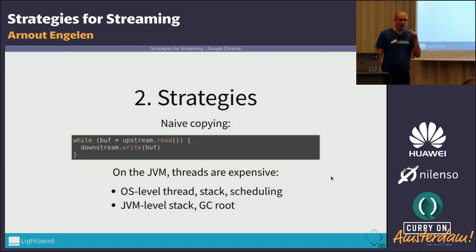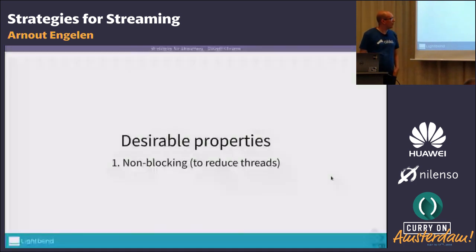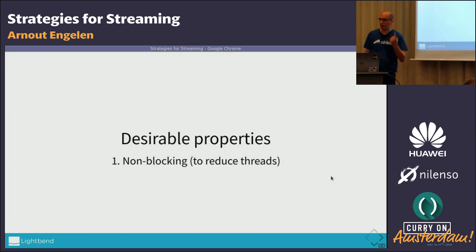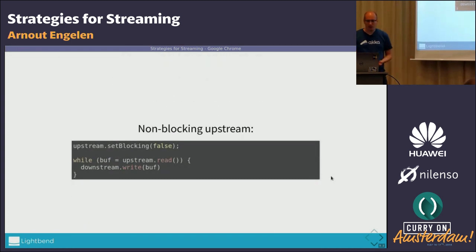Also, each thread is a root for the garbage collector. So anything that's reachable from a thread cannot be garbage collected. This means if you have a lot of threads, then your garbage collector also has a lot of work to do, checking which objects all those threads are holding on to. So okay, let's see what we can do to avoid blocking. We discovered the first desirable property for streaming systems: we want to avoid blocking for each thread. So let's see what we can do.